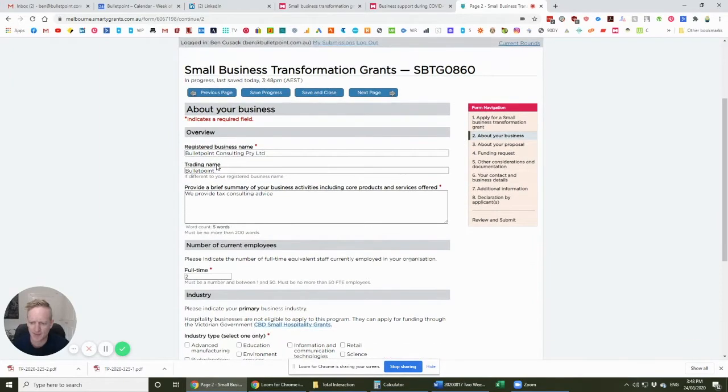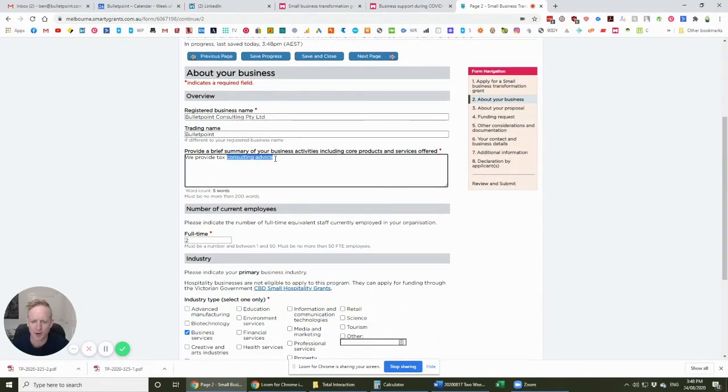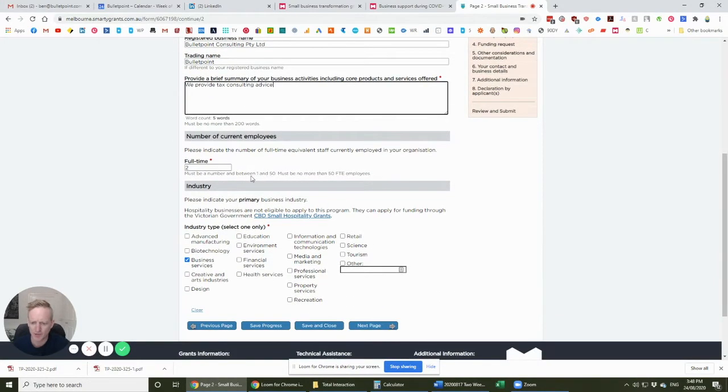So business name, trading name. A brief summary of your business activities. Try to use the 200 words. Make it clear. Make it simple. Use dot points. Don't use big, long sounding words. Try not to be very elaborate. Just be very simple. Okay, so between 1 to 50 staff. Make sure you have that. If you lie, then you'll be asked to prove it down the track. So you might as well just be accurate now.